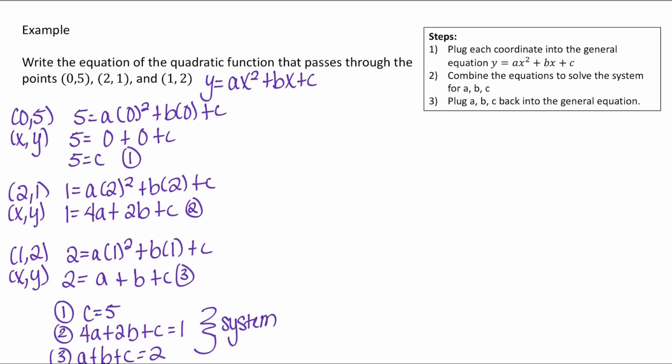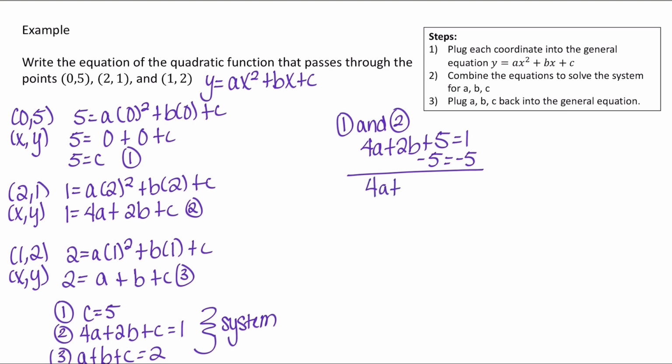I'm going to start off by combining equations 1 and 2. I can take that c equals 5 and substitute it into equation 2. That gives me 4a plus 2b plus 5 equals 1. I can now subtract 5 from both sides, and that gives me 4a plus 2b equals negative 4. I'm going to call this new equation equation number 4.